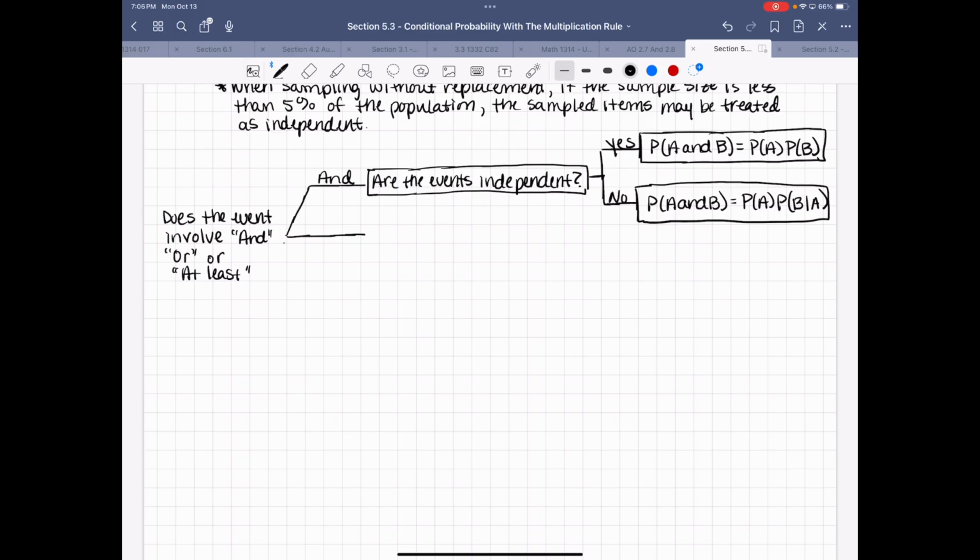Let's say your event involves the words at least. This has to do with, if it's at least, it's 1 minus none. Okay? It's pretty much all it is. So, the probability of at least 1 equals 1 minus the probability of none.